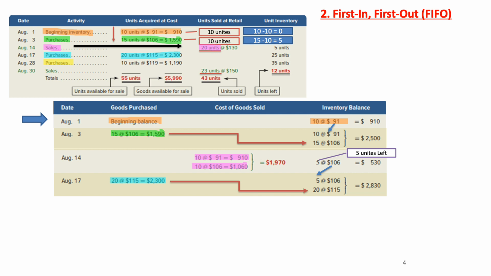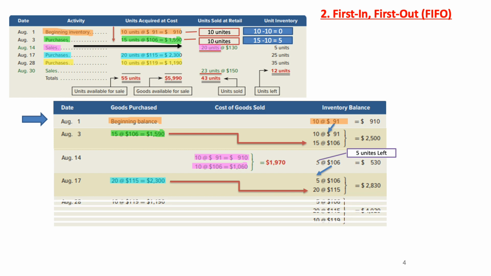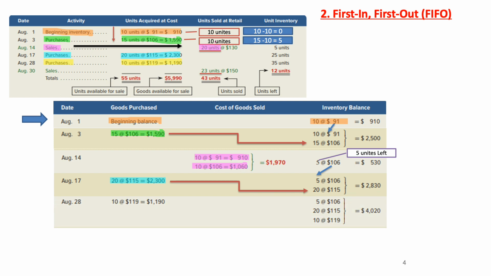The company, again, purchased, but this time they purchased 10 units and it cost them 119. The total cost will be 1,190. Because the company purchased, now I'm going to record all of this purchase information in the table, in the goods purchase column. Why? Because the company did purchases. Now, because the company did purchases, it means that my inventory balance is going to increase.